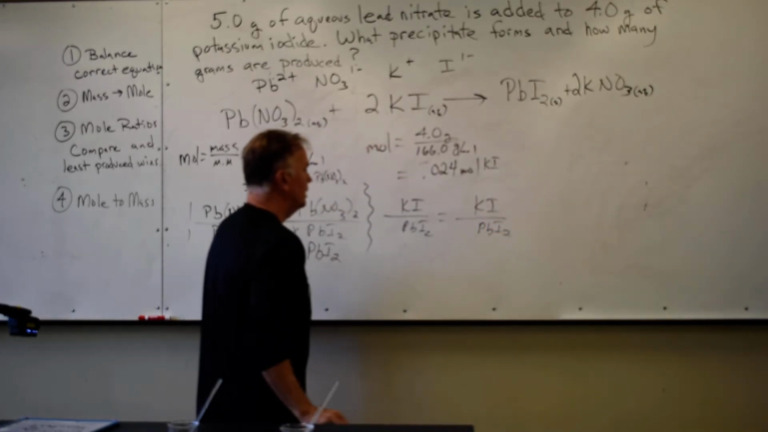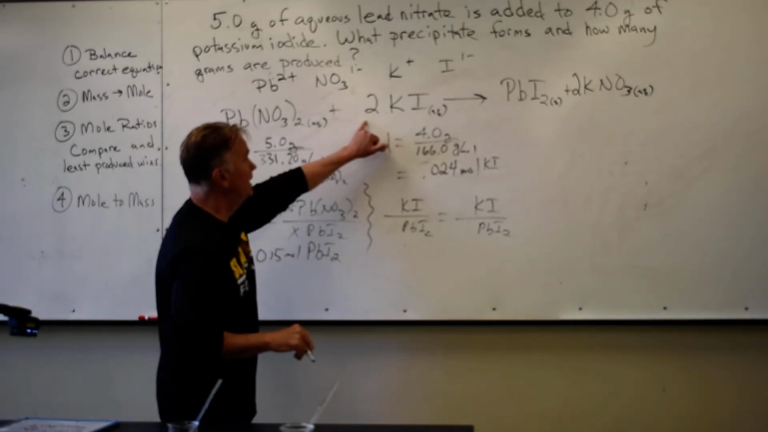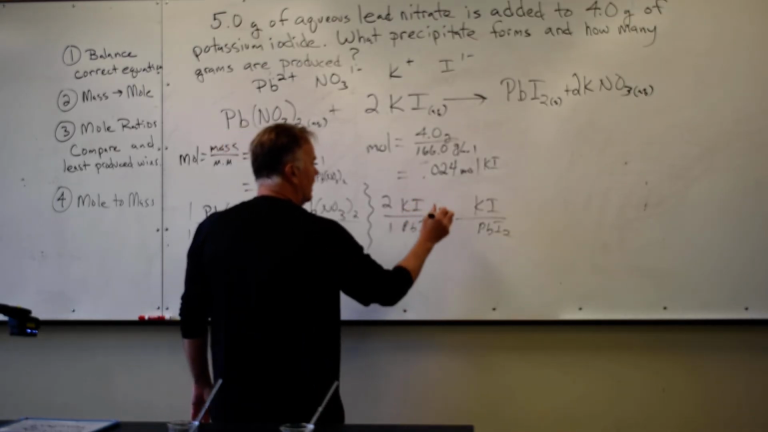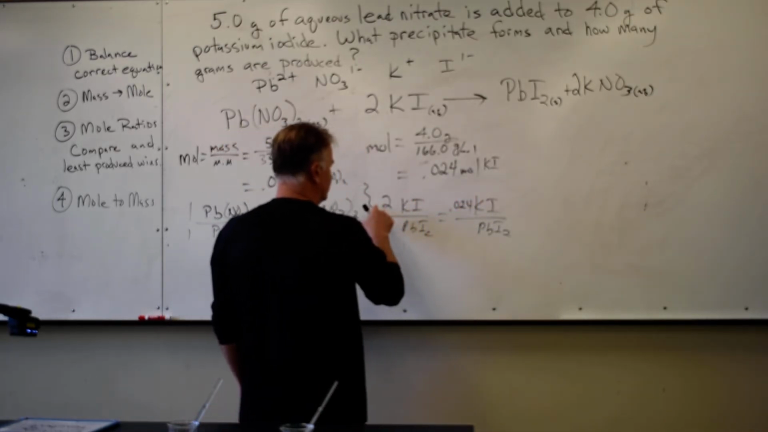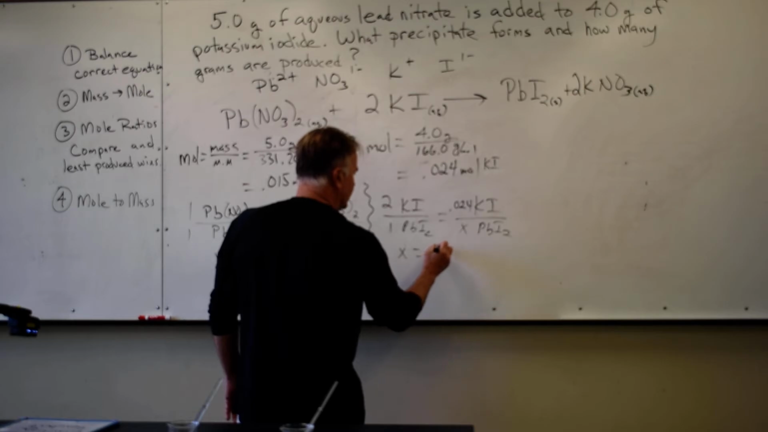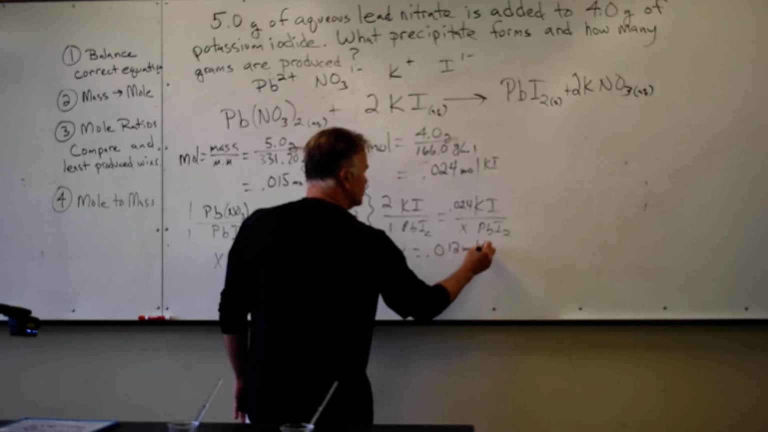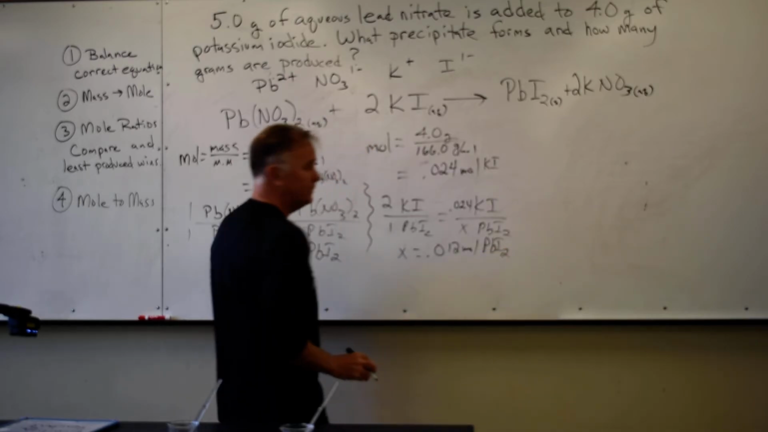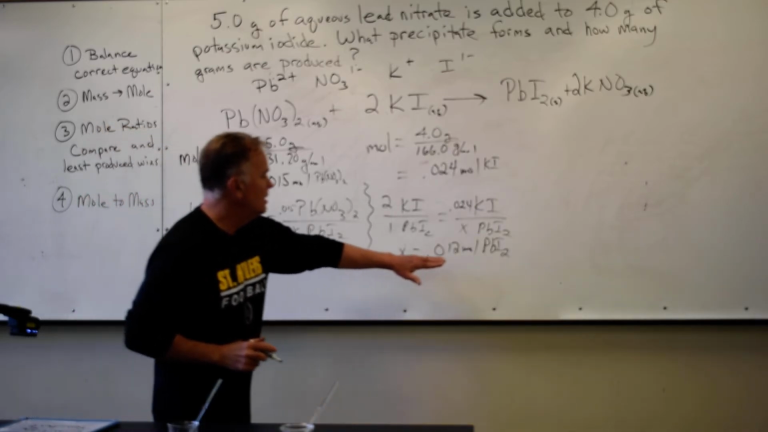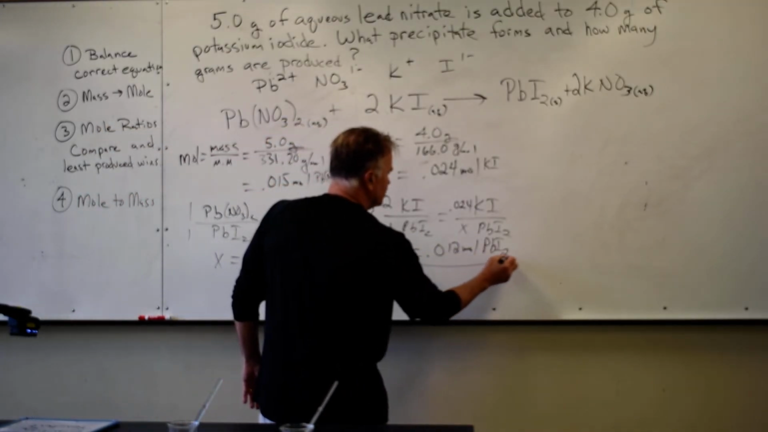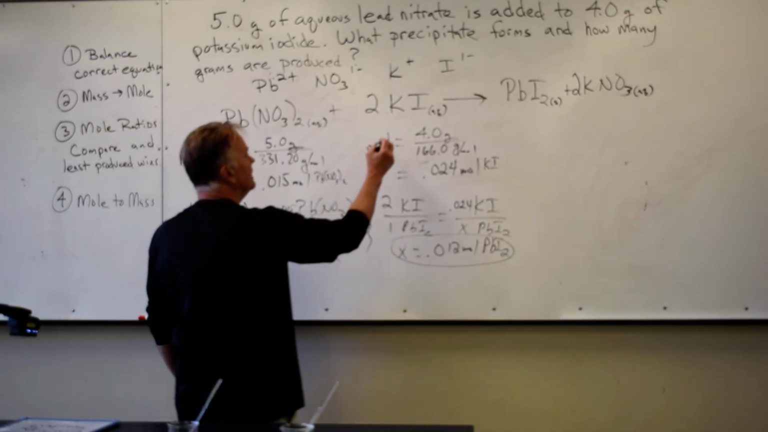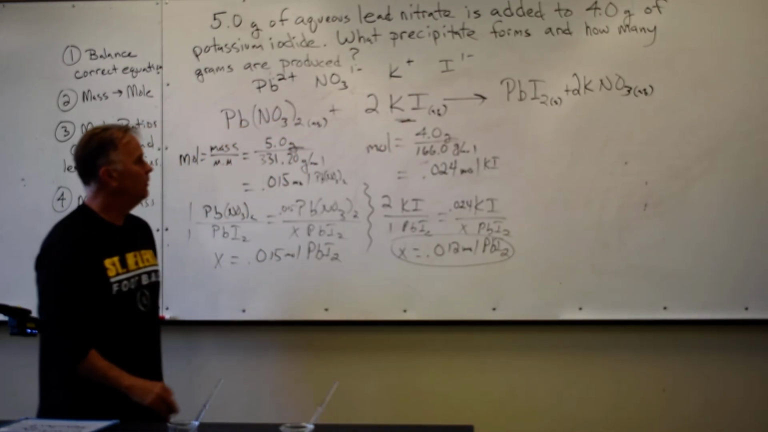All right, but here now the mole ratio is a little different. We got a 2-to-1 ratio, so it takes 2 to make 1. But here I have 0.024, so 2 is to 1, like 0.024 is to X. You solve for X, and it's going to come out to be 0.012 moles of lead iodide. Okay. Remember, we want to choose the one that produces the least, so 0.015 is bigger than 0.012 moles. So there is your least product. So that means that the KI would be your limiting reactant.